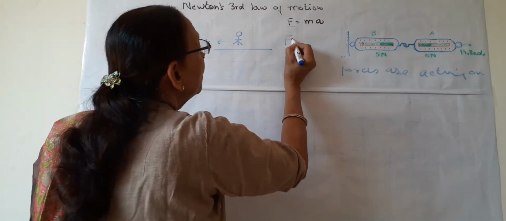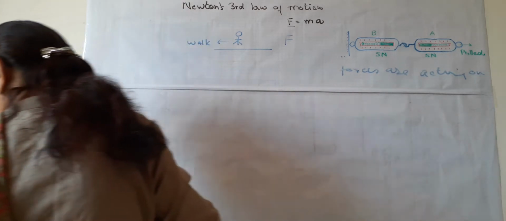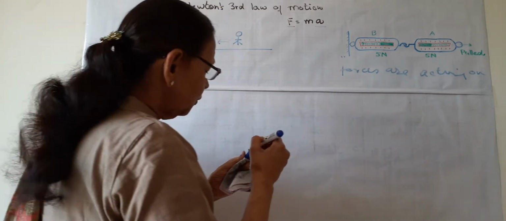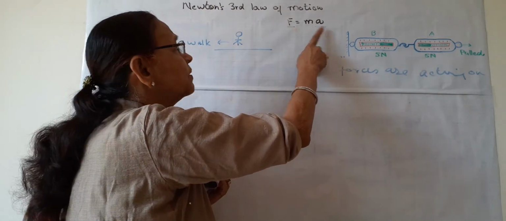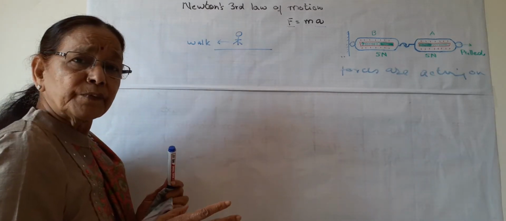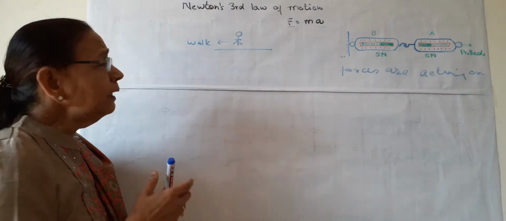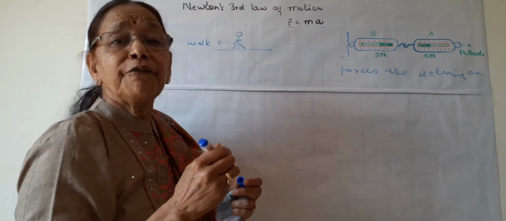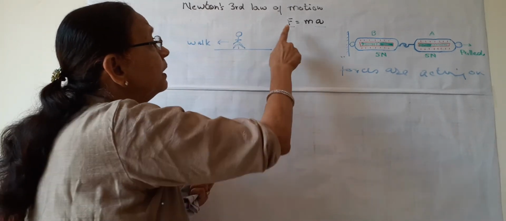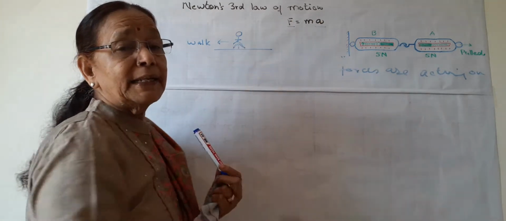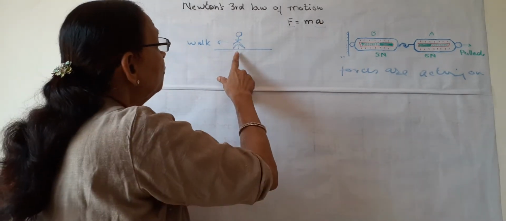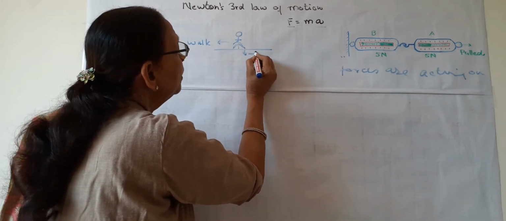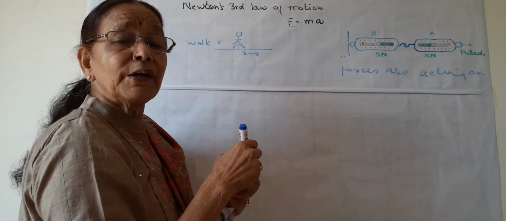By Newton's second law, we know F is equal to ma. A is acceleration. So for acceleration to be caused, he needs some force. And where is this force coming from? This force is the muscular force of his feet. The feet give the muscular force for acceleration to be caused. So what is he doing? He is pushing the road backward by his feet.